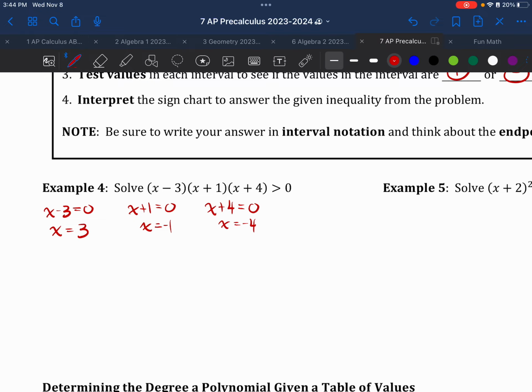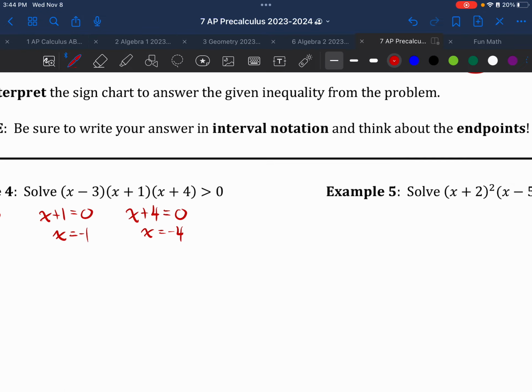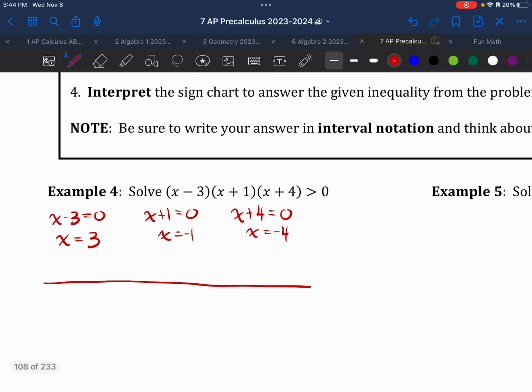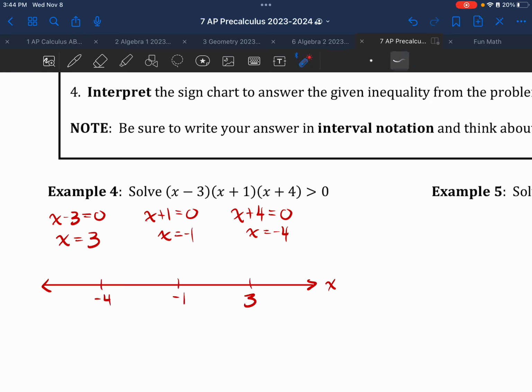Okay, so now I'm going to do a sign chart. This is how I make a sign chart. I make a straight line, and this is a line that represents all of our x values. So I'm going to plot all of these on the line. The first one, the most negative, is negative 4. Then I have negative 1, and then I have 3. Don't worry about scale here. Yes, this distance here is 4, and this distance here is 3. I don't care about the scale.